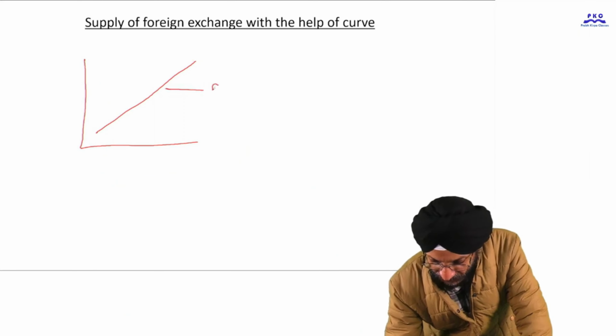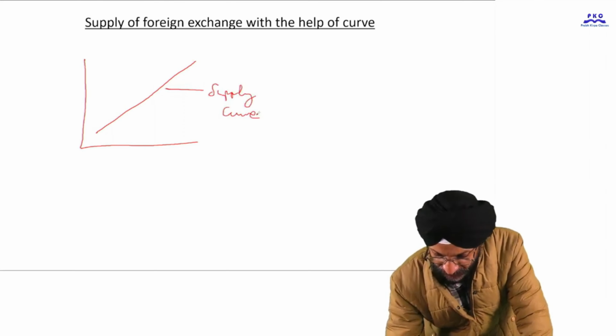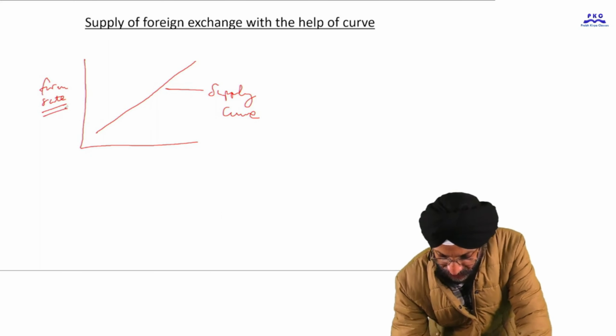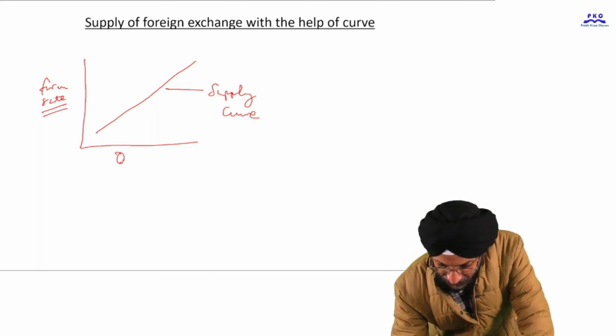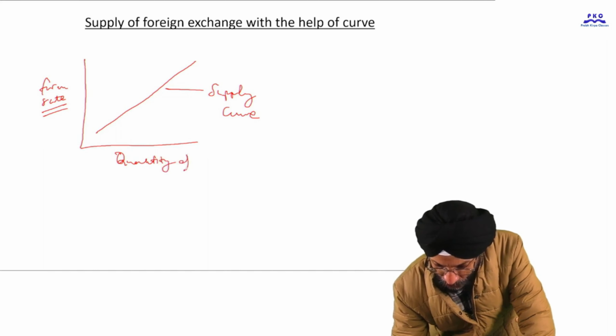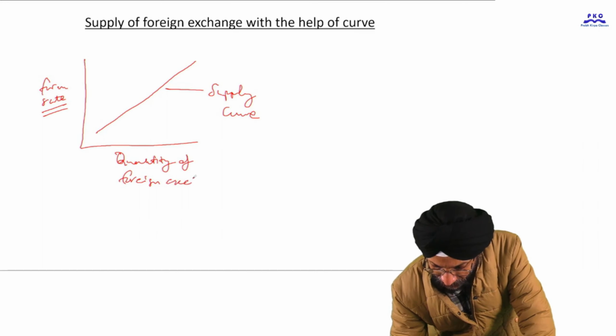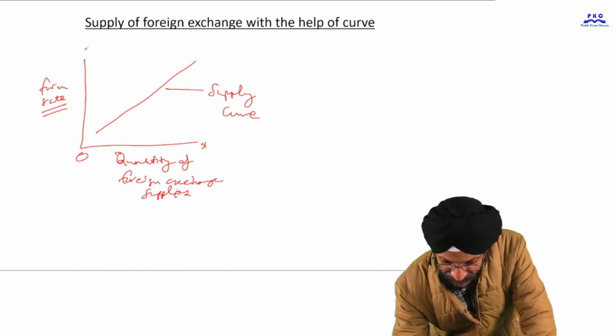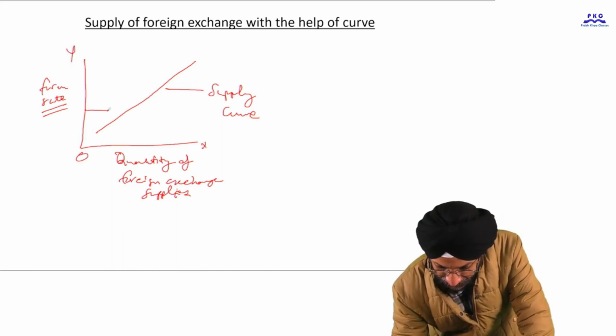This is the supply curve of foreign exchange. Forex rate in relation to domestic currency is on the y-axis, and the quantity of foreign exchange supplied is on the x-axis.